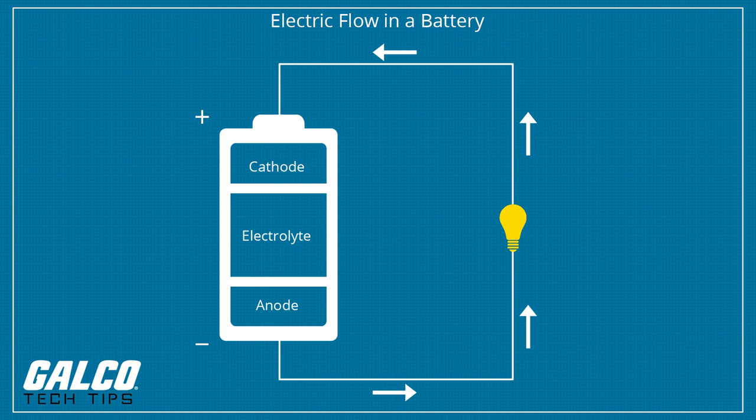When a battery is supplying electric power, its positive terminal is the cathode and its negative terminal is the anode. The terminal marked negative is the source of electrons that, when connected to an external circuit, will flow and deliver energy to an external device.